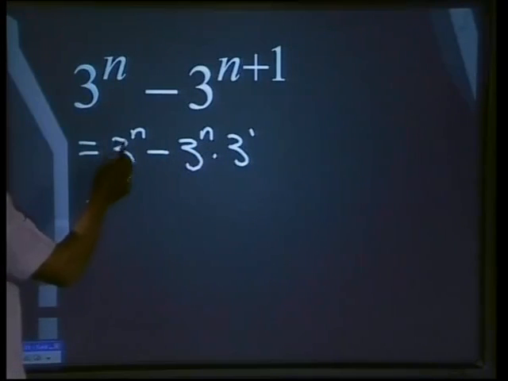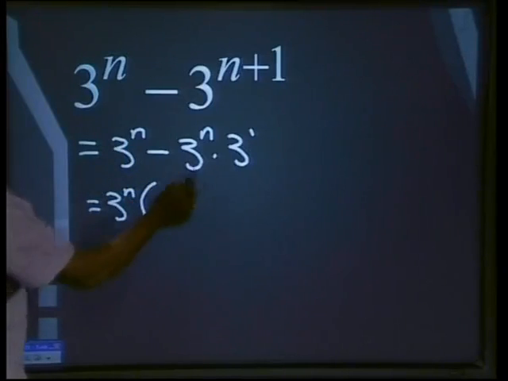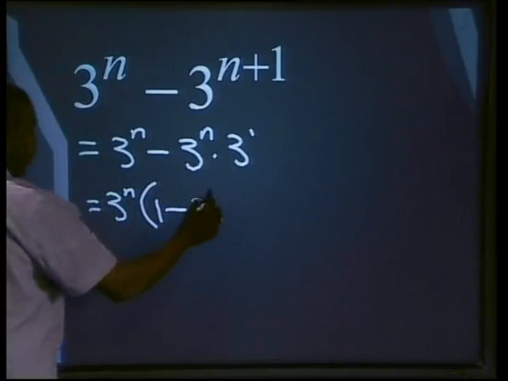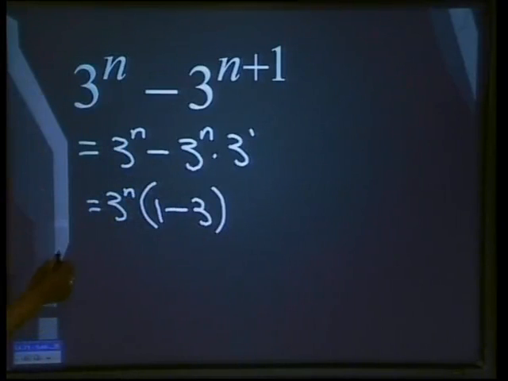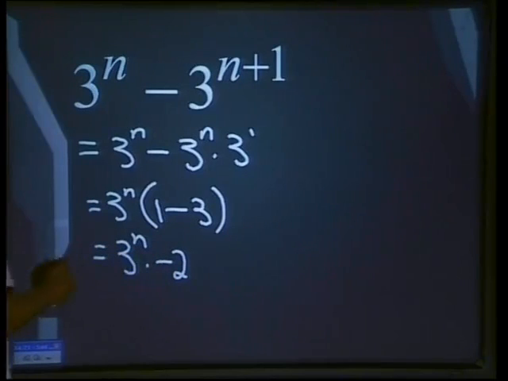Take out 3 to the power of n. We'll be left with 1 here, and there we'll be left with 3. So we have 1 minus 3. That will be equal to 3 to the power of n. 1 minus 3 will give us minus 2. So our answer will be 3 to the power of n times minus 2.